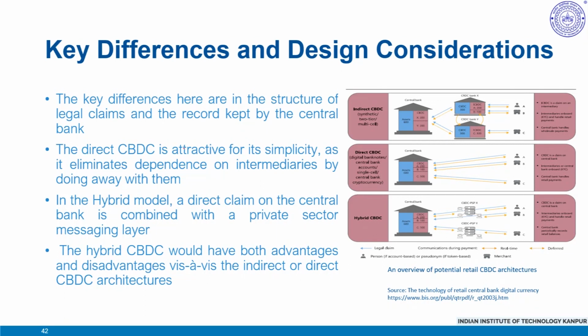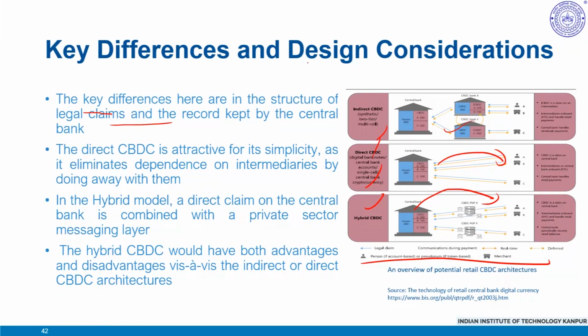To begin with, the CBDC pyramid's bottom layer here shows the legal structure of claims, the structure of claim, the respective operational roles of the central bank vis-a-vis the customer and private institutions in making payments, KYC requirements, and so on. The key differences here are in the structure of legal claims and the record kept by the central bank.